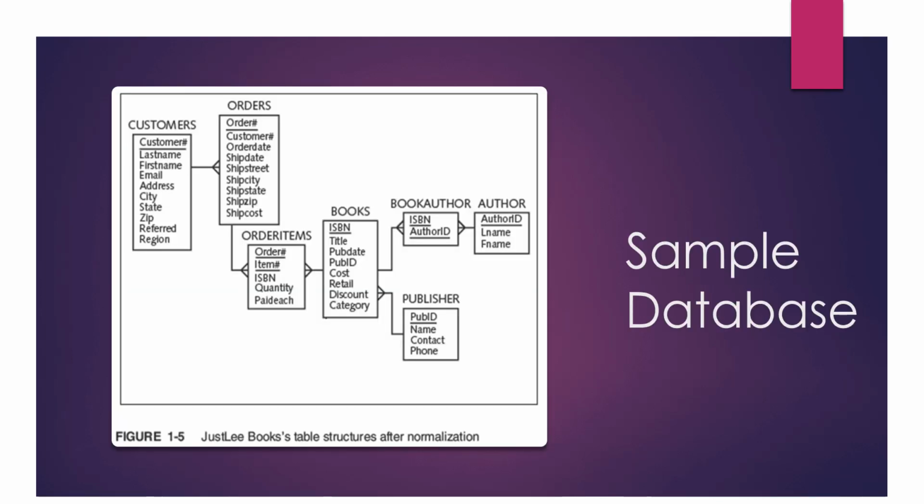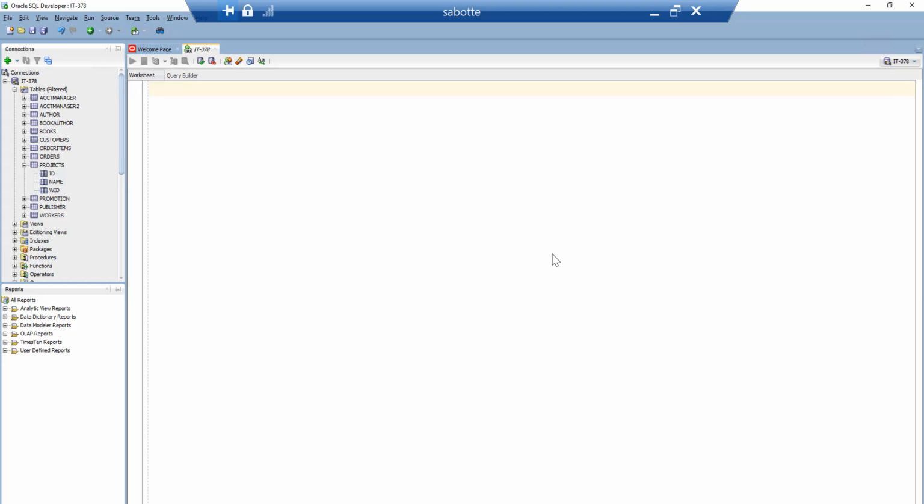We are still using the same sample database for a bookshop. We have the customers table, orders table, order items, books, book author, author, and publisher. And again, we are only interested in selecting data or retrieving data from only one table at a time in this video. We are not looking at multiple tables. We are just looking at retrieving data from one table at a time.